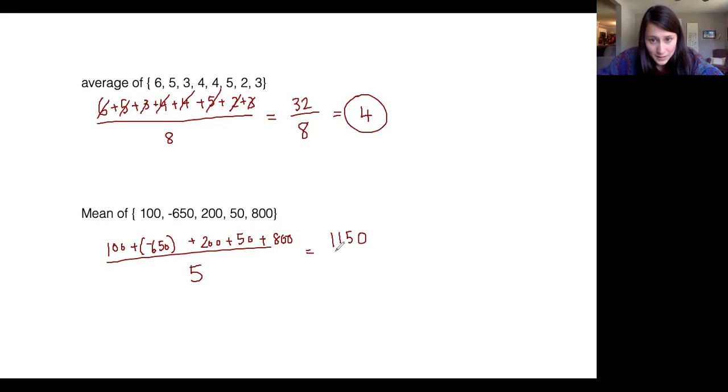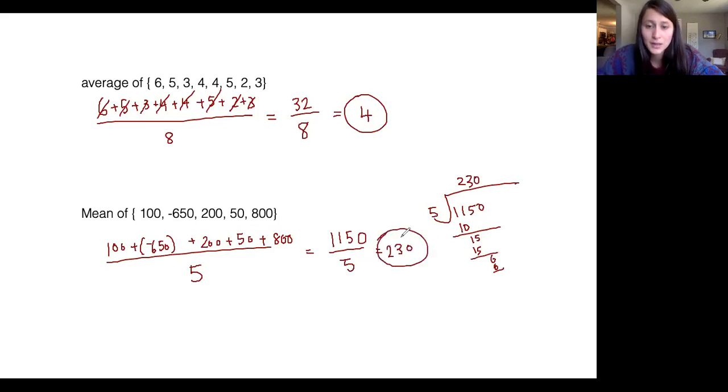So it's 1,150 divided by 5. So if I do long division over here, 5 goes in 11 2 times, left with 15, that's 3, and then I have 0 left as a placeholder, so the answer is 230. My answer is 230. Did you guys get that? I hope so. Okay, a few more questions here.